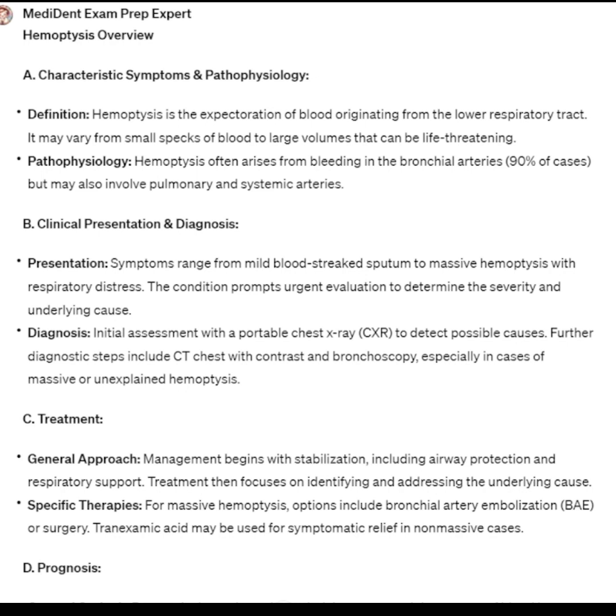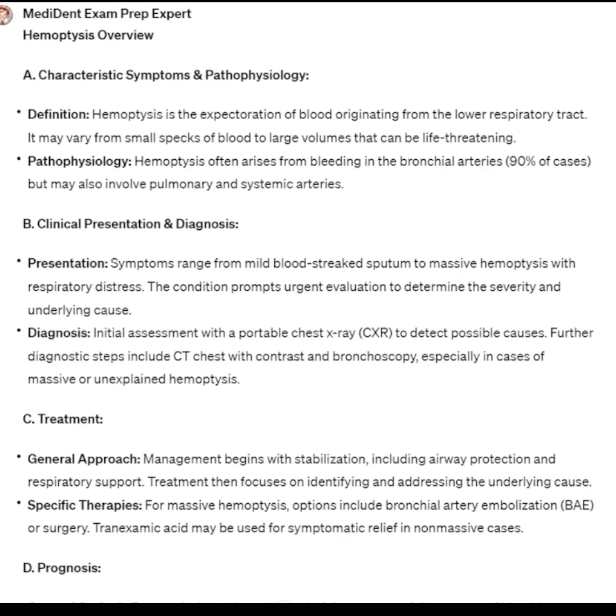Presentation: symptoms range from mild blood-streaked sputum to massive hemoptysis with respiratory distress. The condition prompts urgent evaluation to determine the severity and underlying cause. Diagnosis: initial assessment with a portable chest X-ray, CXR, to detect possible causes. Further diagnostic steps include CT, chest ultrasound, and bronchoscopy, especially in cases of massive or unexplained hemoptysis.